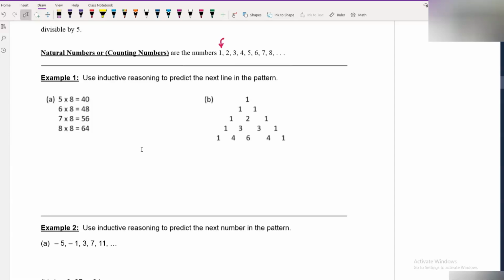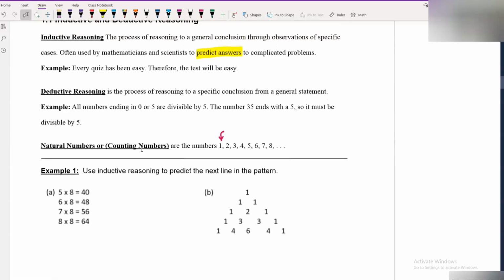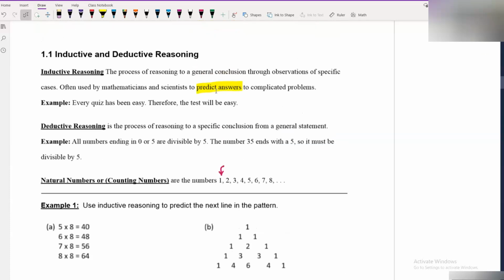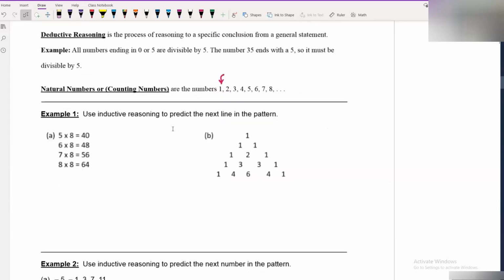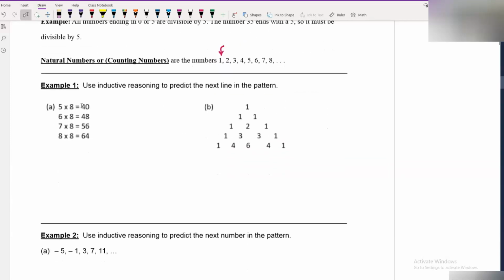Now here we have examples: use inductive reasoning to predict. Because inductive reasoning is for prediction, we're going to use that one here. In part A, what is given is 5 times 8, 6 times 8, 7 times 8, 8 times 8. Based on this, I have to compare all these numbers and see what I can find. In the second column, I see that all these numbers are the same. We have 8. So I'm going to use that one in the next line.